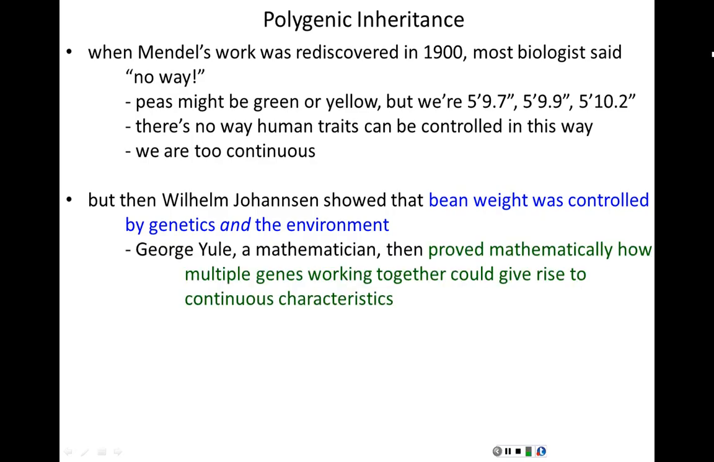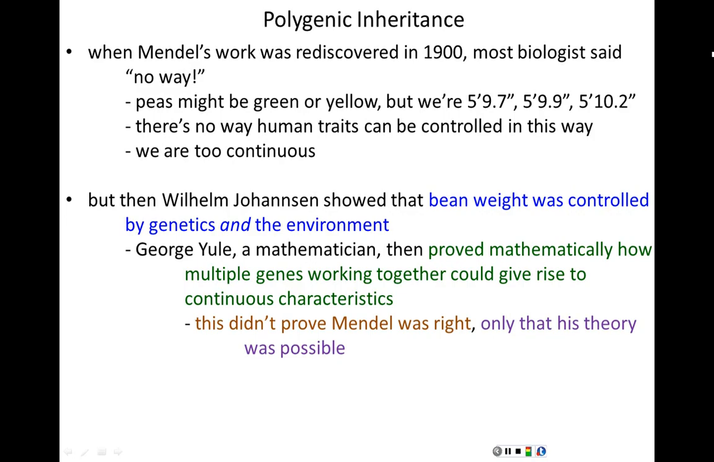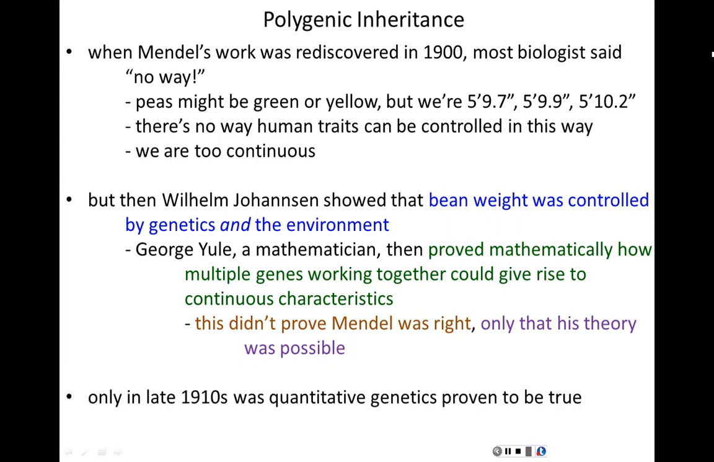Soon after, George Yule, a mathematician, then proved mathematically how multiple genes working together according to Mendel's laws could give rise to continuous characteristics such as those seen in humans. There was no genetics done here. This scientist was purely a mathematician. Again, he was a theorist. So he didn't prove Mendel was right, but he did prove that Mendel's theory was possible if applied to human beings. It was proof of principle.